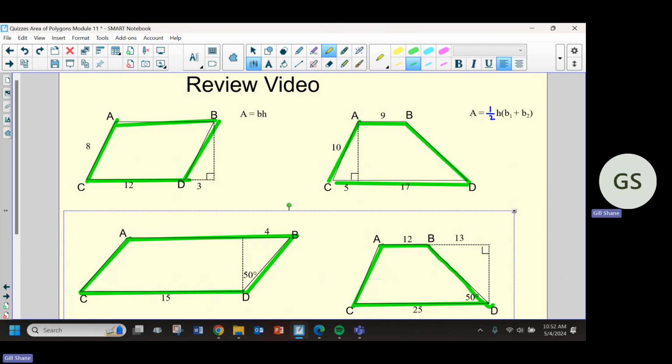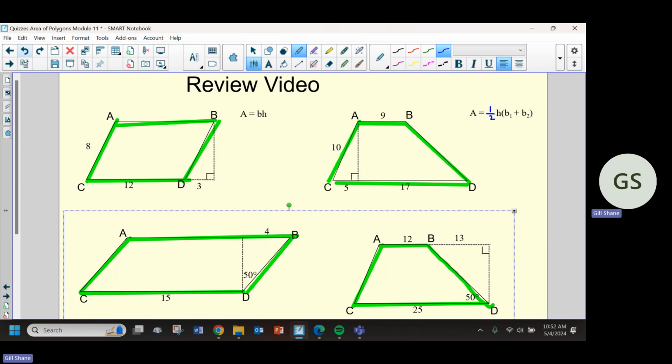The dashed lines are drawn in because we need to solve for the height. That's the reason it's drawn in every problem. The only reason to create a right triangle is so that we can solve for the height, which we need in the formulas as well. There's a height there and there's a height there, and we need that to be able to solve for the area. That's the only reason those lines are drawn in.